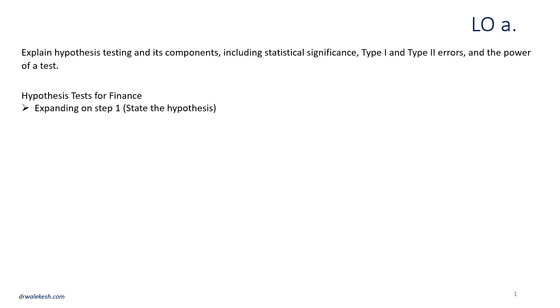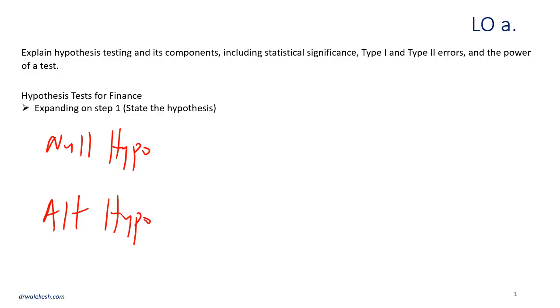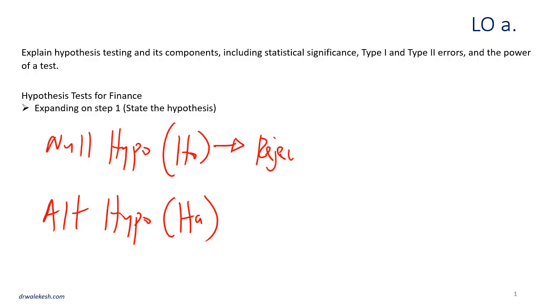As promised, let's expatiate on step 1, which is stating the hypothesis. So when it comes to the hypothesis, there's what we call the null hypothesis, and there's also what we call the alternative hypothesis. The null hypothesis, that's H naught. The alternative, that's HA. What the researcher intends to reject is what we call null hypothesis.